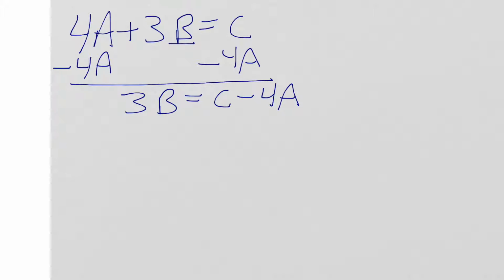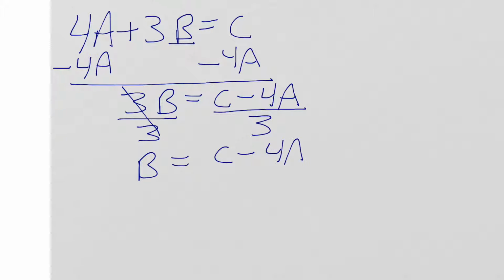Now our goal is to just get rid of the 3, and so we divide this side by 3. Over here on the right, divide that entire side by 3. Here the 3's cancel, leaving b. And here you get c minus 4a all over 3, which means we're done because they wanted us to get b by itself. And so we've isolated the b, and we have our solution.